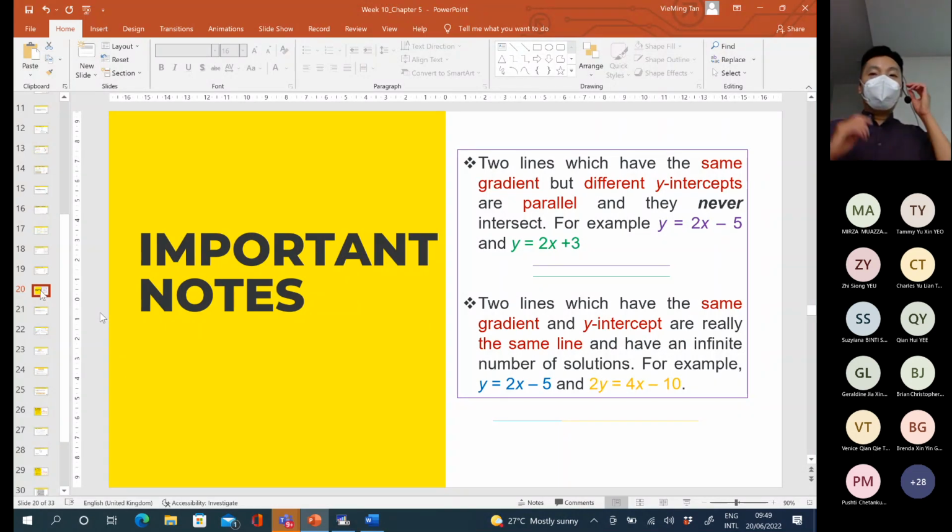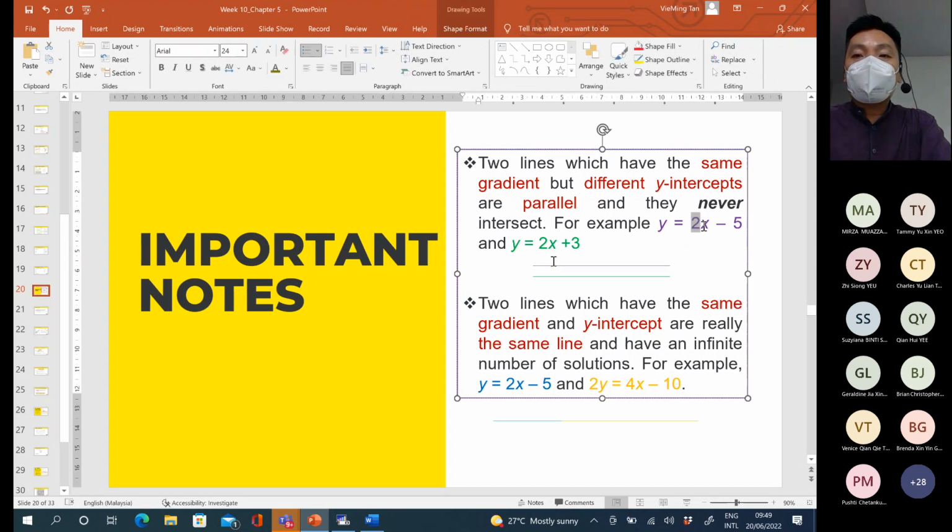Something that I like to share with you also. If the 2 linear equations have the same slope, what's the meaning? If they have the same slope, that means these 2 lines will be parallel and will never meet each other. Let's say this: y is equal to 2x minus 5. Another one is y equals 2x plus 3. You may find that both equations have the slope of 2.